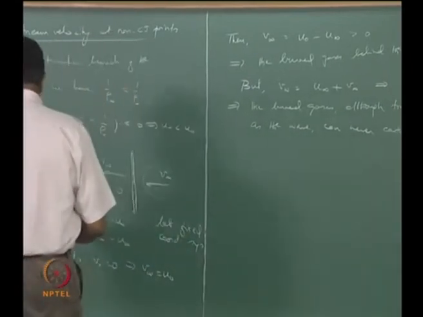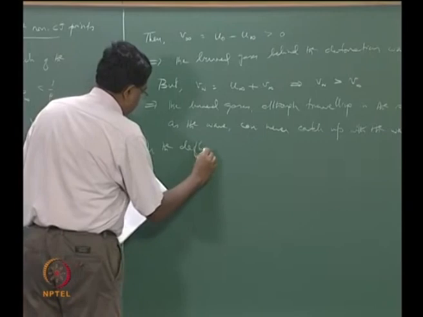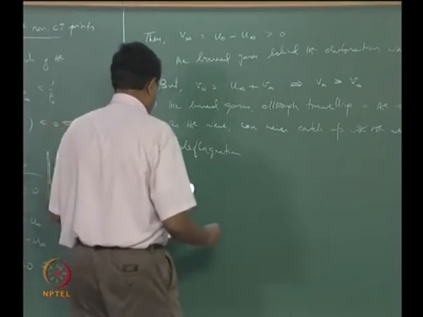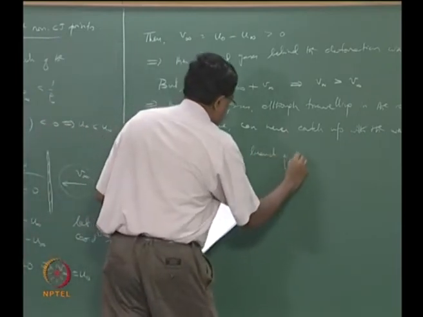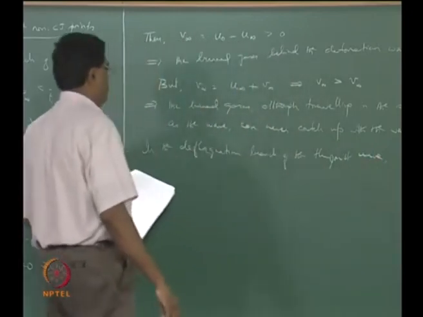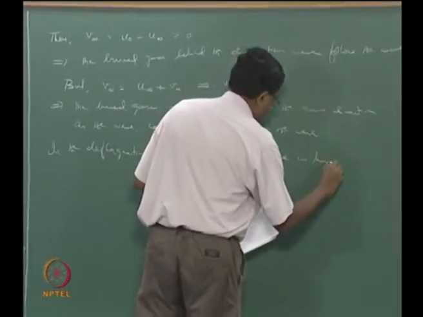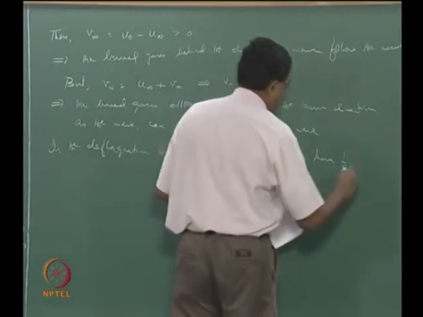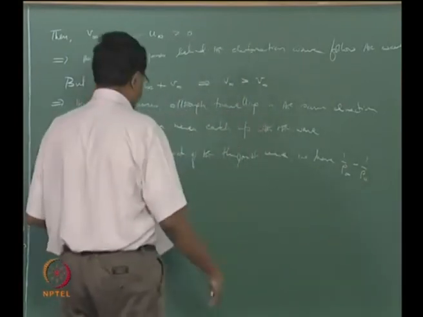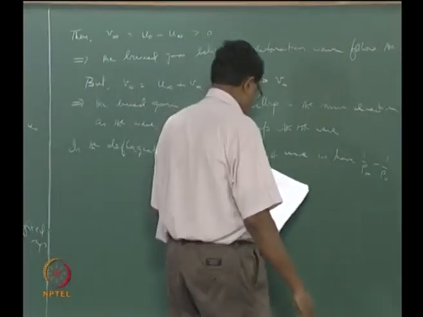What happens when you now have a deflagration? So in the deflagration branch of the Hugoniot curve, we have 1 over rho infinity minus 1 over rho naught, right. So where is the 1 over rho infinity? 1 over rho infinity is on the right side when you get the solution for the lower branch when compared to 1 over rho naught. So that is actually greater than 0.